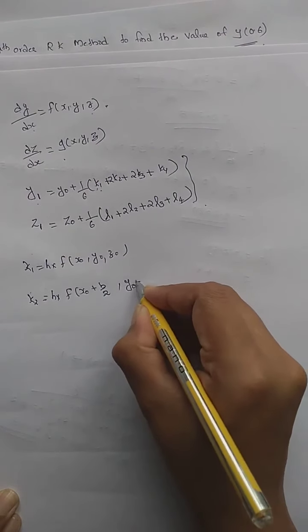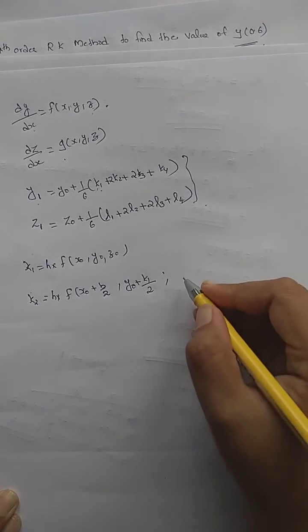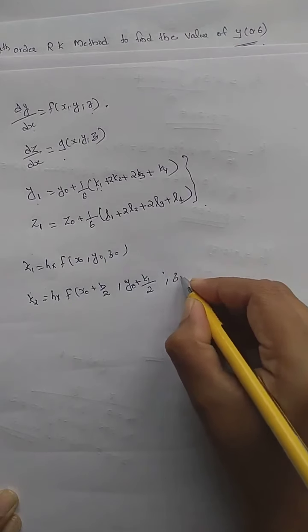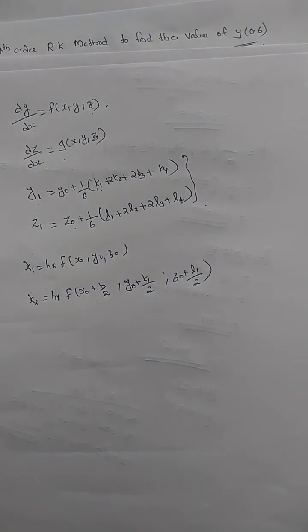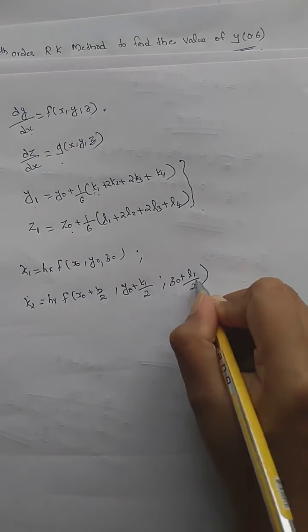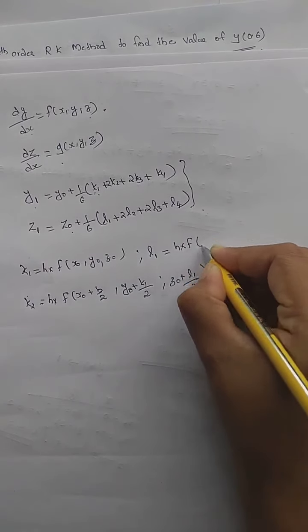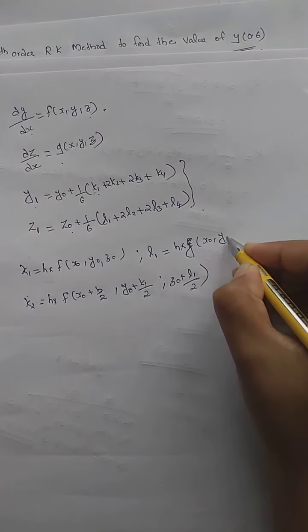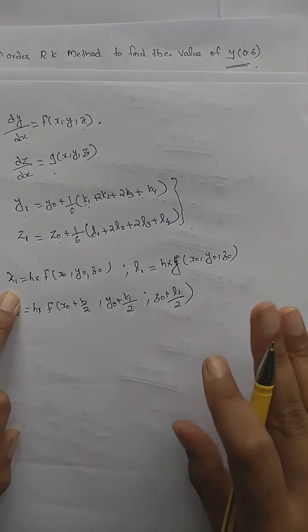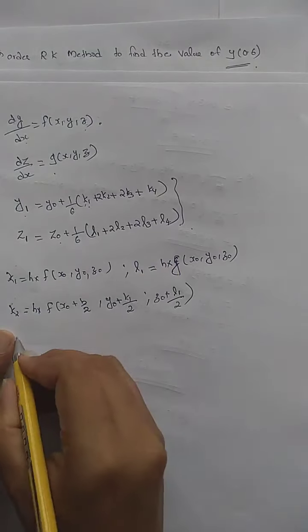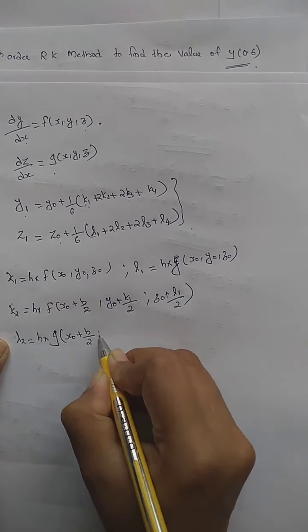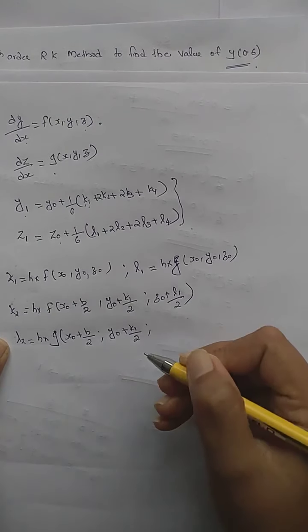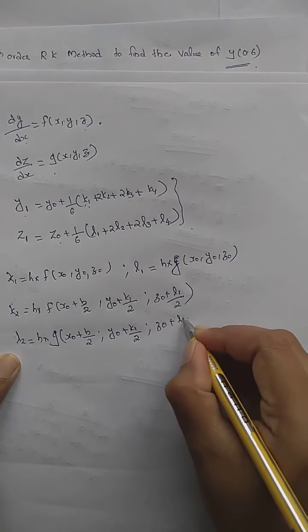then instead of y, that is y0 plus k1 by 2, and z0 plus, the thing related to z is L, isn't it? So L1 by 2. So for k1 we have to find f of x0, y0, z0 into h. Similarly, in order to find k2 we have to find L1. L1 is equal to h into g of x0, y0, z0. So first we have to calculate k1, then L1, then we have to find k2. Similarly, we have to find L2 also. L2 is h into g of x0 plus h by 2, y0 plus k1 by 2, and z0 plus L1 by 2, isn't it?